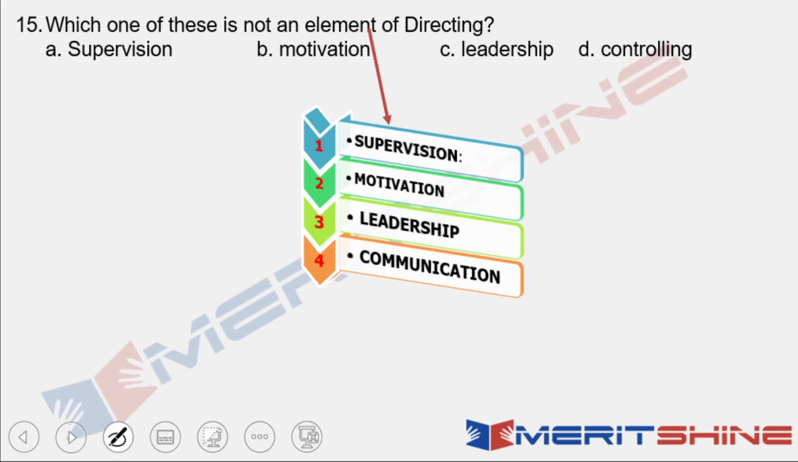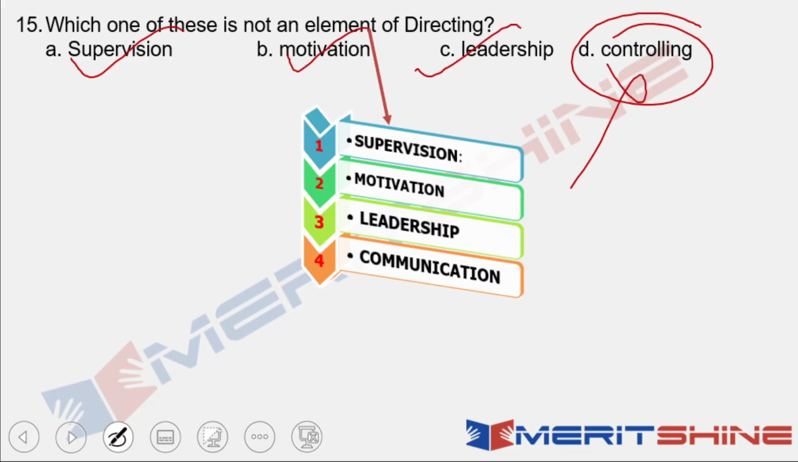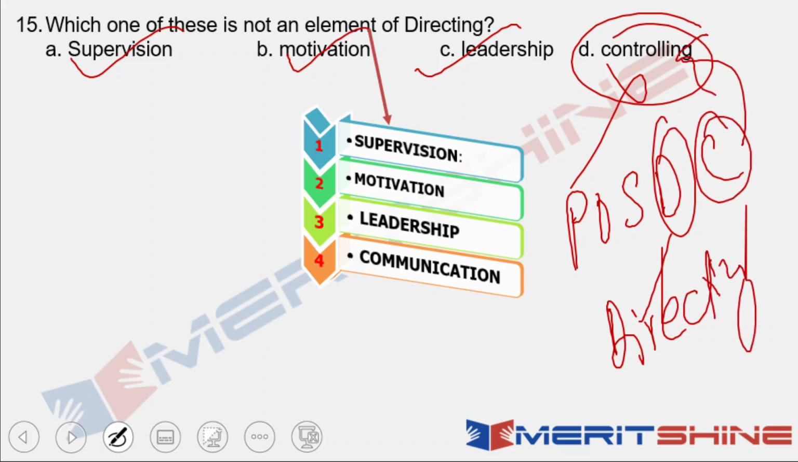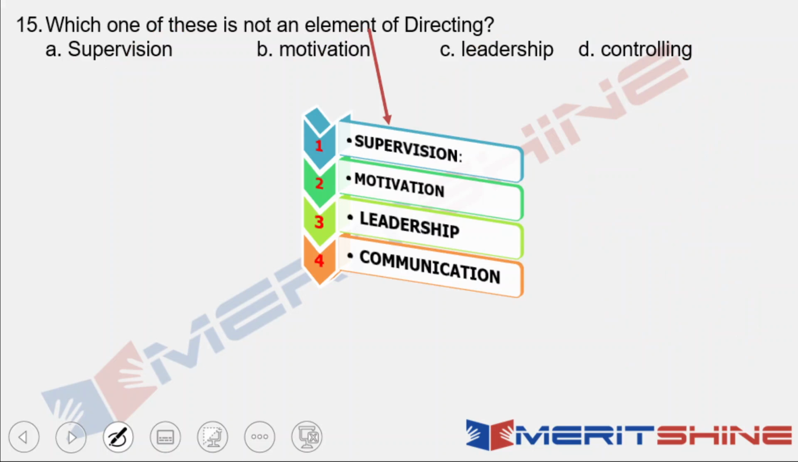Okay, so supervision, yes. Motivation, yes. Leadership, yes. But this is not an element of directing. Controlling is a function in itself. POSDC, the D is for directing, whereas the C is for controlling, right? So therefore controlling would be your answer. Okay, right? Clear? So that was our final question.